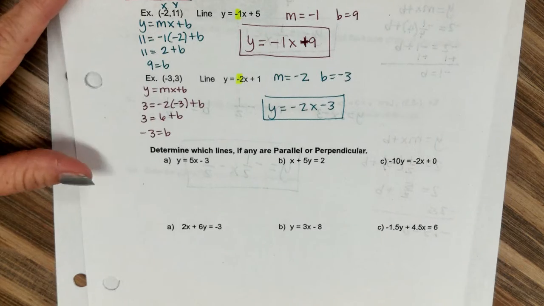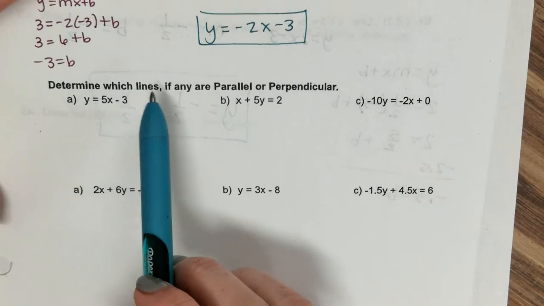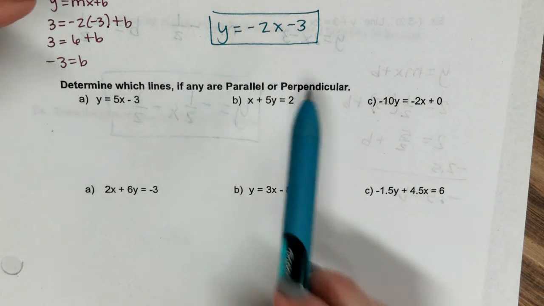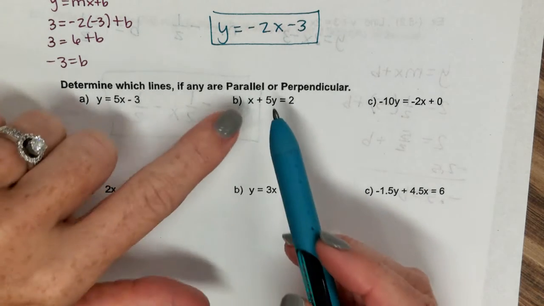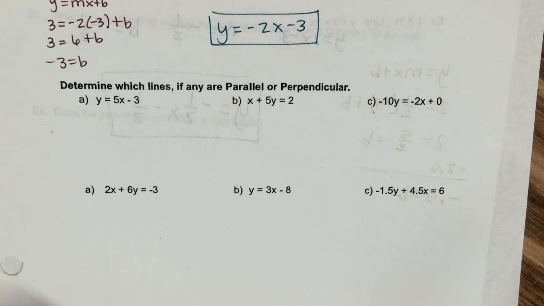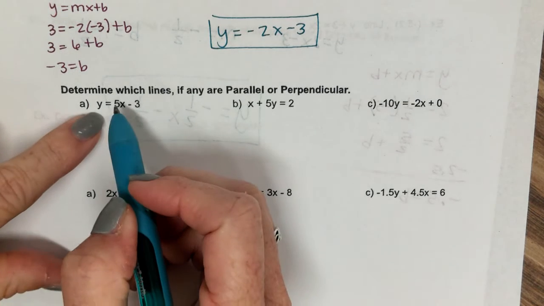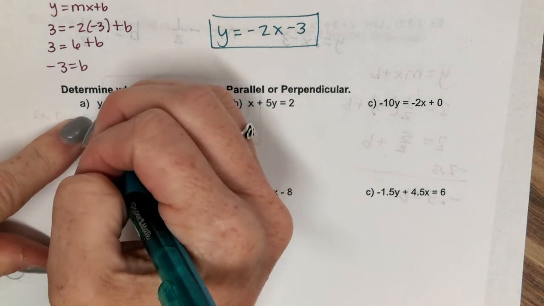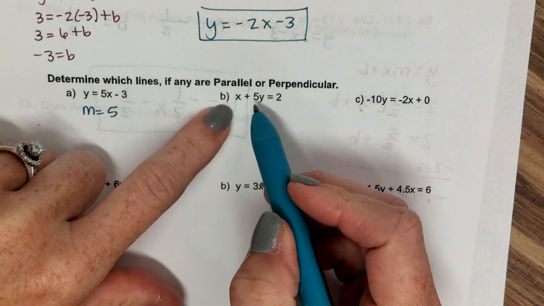Okay, flip back to the front. Now we're going to look at equations that they gave us. So they're going to say, determine which lines, if any, are parallel or perpendicular. So they gave you an equation on A, B, and C. How do I know if they're parallel or perpendicular? I have to look at their slope. So what is the slope of A? 5. Can I see the slope of B the way it is written?